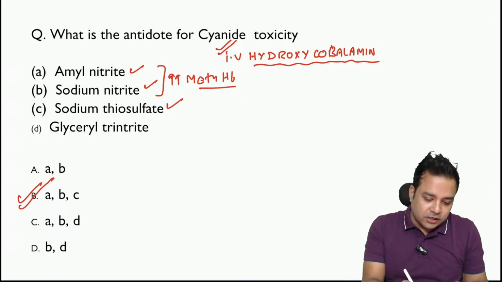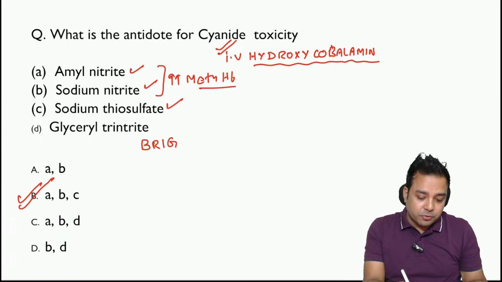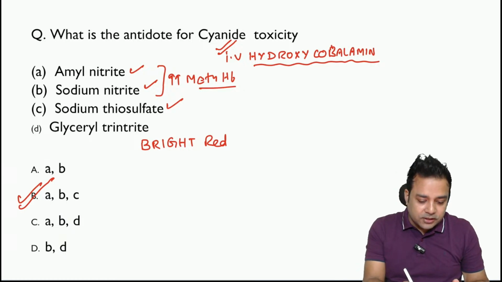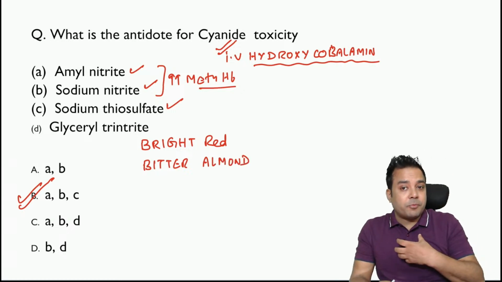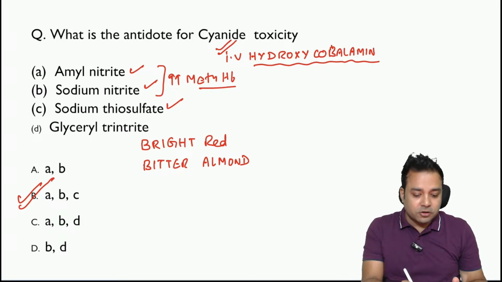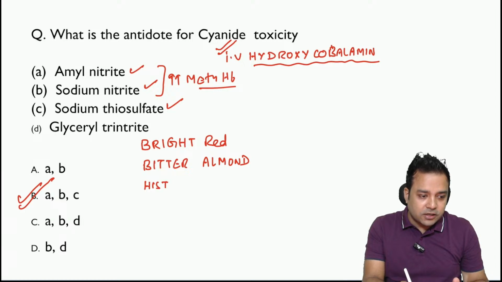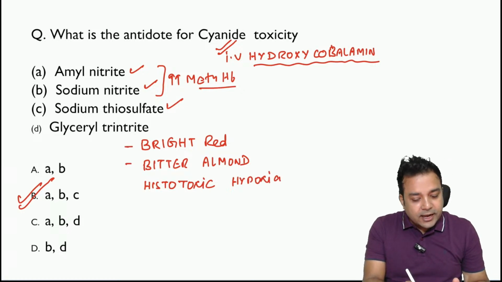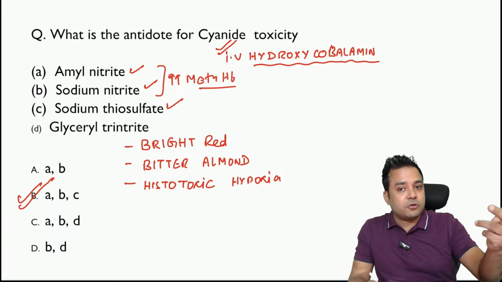So the moment you see a person coming to casualty with a history of flame burn, but the person is showing a bright red color change in the skin, the person is giving out a bitter almond odor, and the person is telling you, "Doctor Saab, I am not able to breathe because I am having a constriction in my throat and chest." Because cyanide is one of the agents which lead to histotoxic hypoxia. So now you can easily diagnose the case and then you will give the antidotes to manage the case.